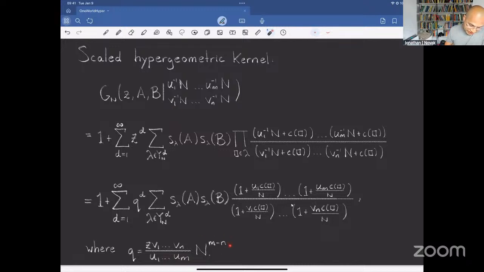And then I have a scaling, which is n to the m minus n, because there's m copies of the rank parameter up here and little n copies of the rank parameter down here. And I just absorb that into z and call that a new variable q. Okay? So this is the right normalization of hypergeometric kernels to look at the n goes to infinity limit.